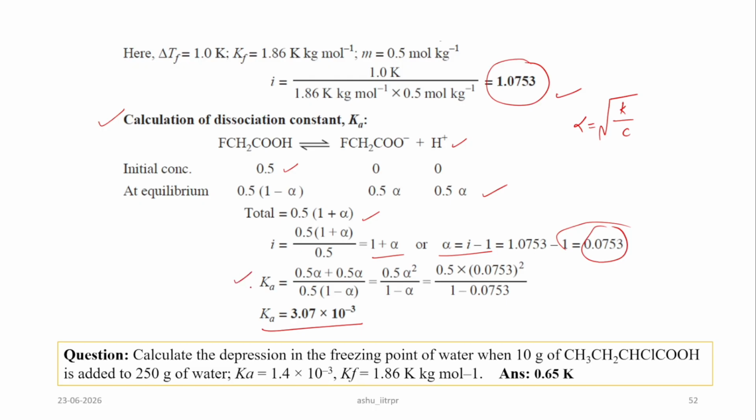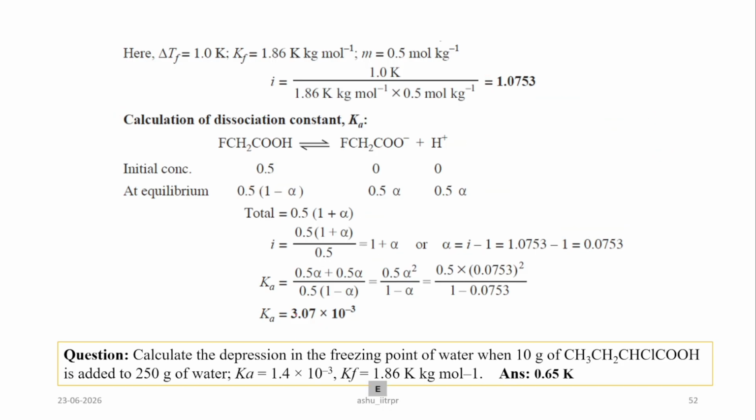Write the equilibrium constant, so it would be concentration of product divided by concentration of reactant. Otherwise, if you know this formula, alpha is equal to under root Ka by c, because c, the concentration, is given as 0.5. From there also you can calculate the value of Ka, so it would come out to be 3.07 into 10 to the power minus 3. A very important question.